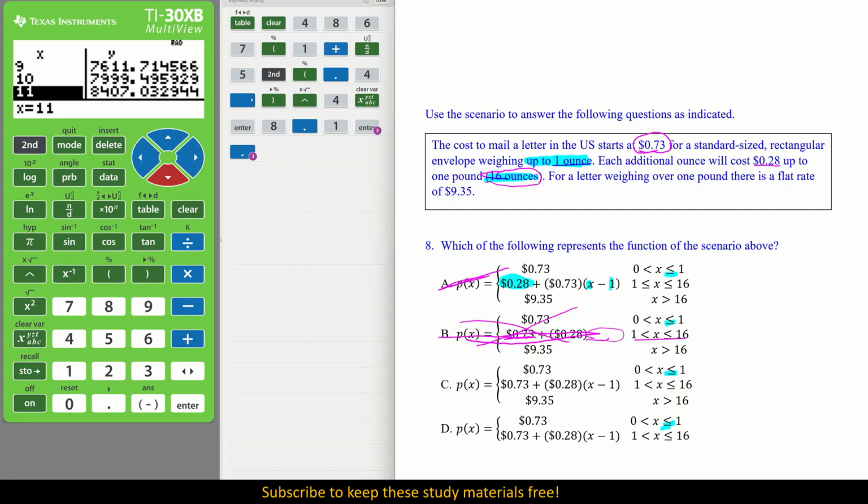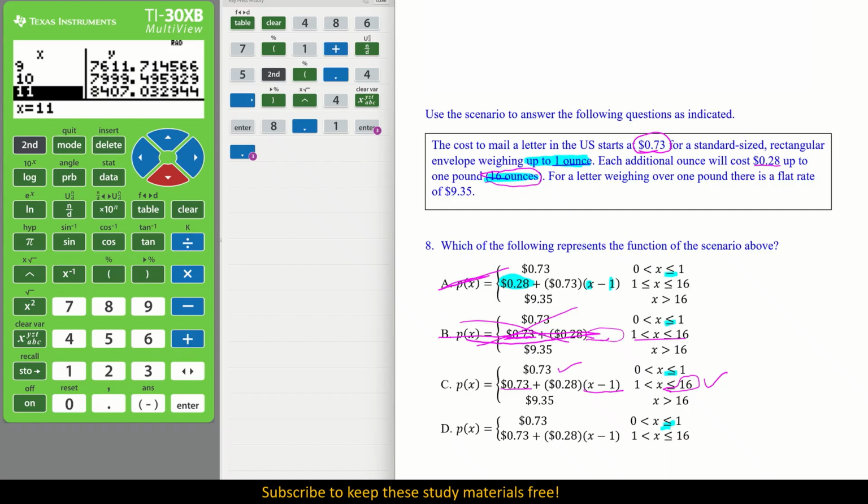Let's look at C. I like the way it starts for the first one. Check on that. And then it starts with the right B value. You're past an ounce, so it's 73 cents. Now we're going to add on 28 cents for all the other ounces over 1 ounce. I like that. I like the way this looks. And it's including the 16. I like that. So I'm going to check mark on that one.